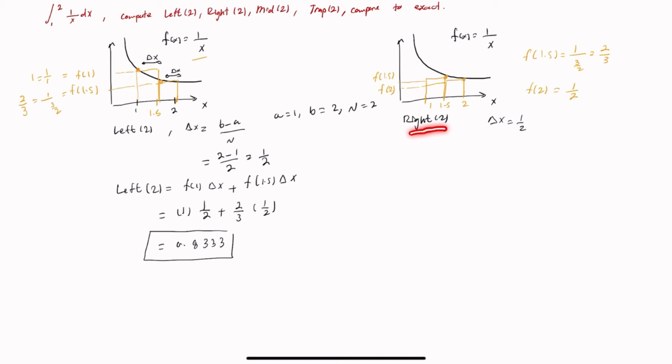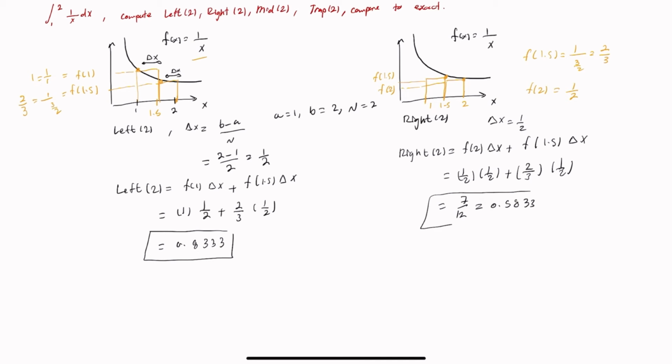Now we are ready to compute right of 2. So right of 2 is going to be equal to f of 2 multiplied by delta x, plus f of 1.5 multiplied by delta x. That's going to be equal to half multiplied by half, plus f of 1.5, which is 2 over 3, multiplied by half. That's going to be equal to 7 over 12, which is 0.5833, and that is right of 2.